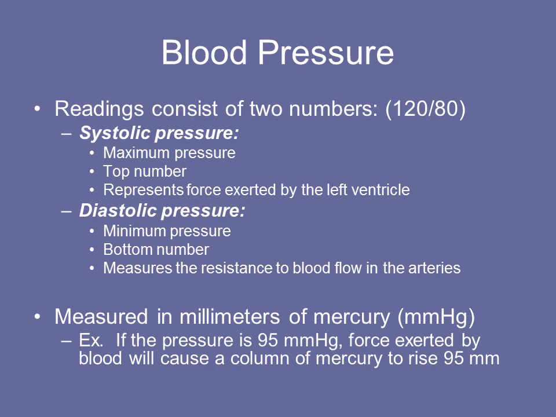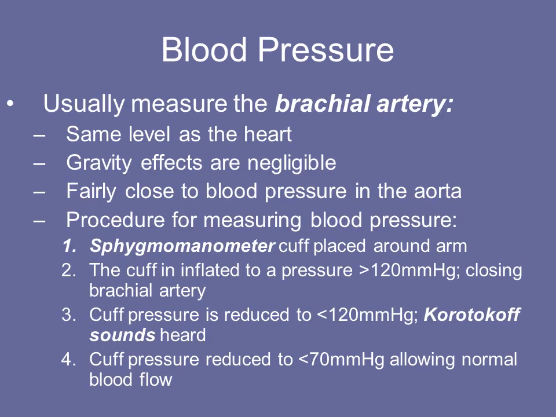Average blood pressure, we used to always say, was 120/80. Now some people prefer it to be more like 110/70, just trying to get it down in the general public. Usually it's going to be measured in the brachial artery. You keep it at the same level as the heart, so that you rule out the effect of gravity as a variable. It's fairly close to the blood pressure in the aorta.